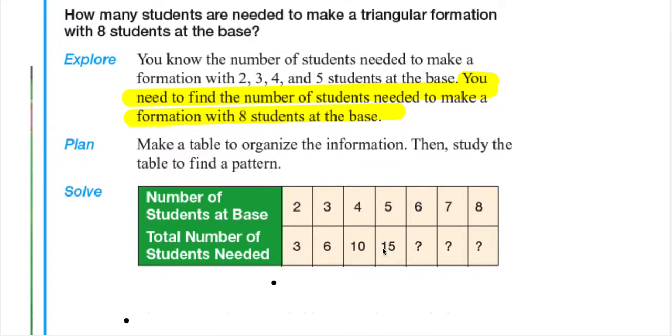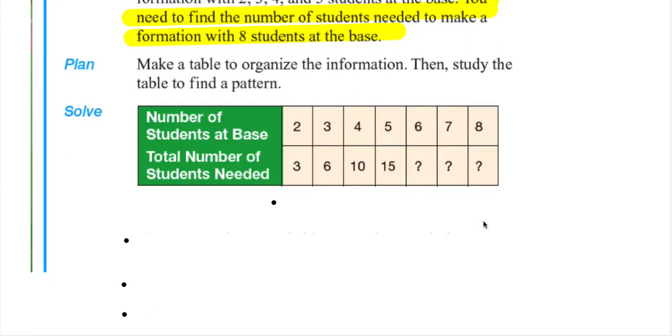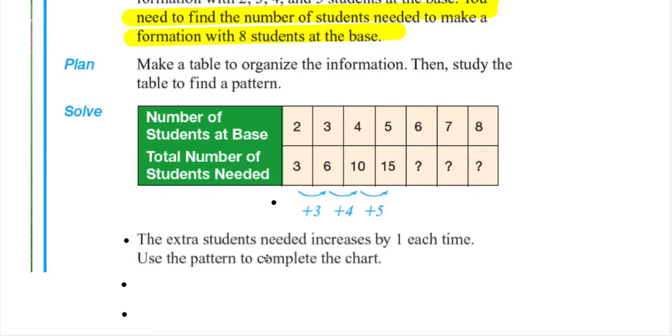What we want to find out now is, what if you have a base of 6, a base of 7, and a base of 8? How many students would be needed to create the triangle formation? Okay, so you add 3, add 4, you add 5 every single time. And if you now have 6 students, the extra students needed increase by 1 each time. Use the pattern to complete the chart, so you increase it by 1.